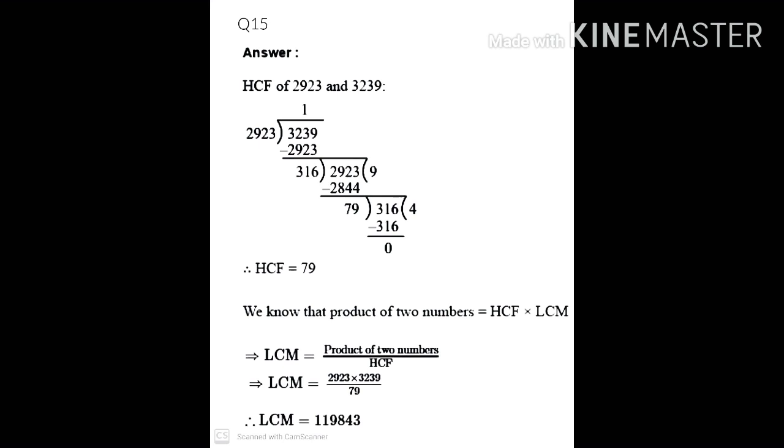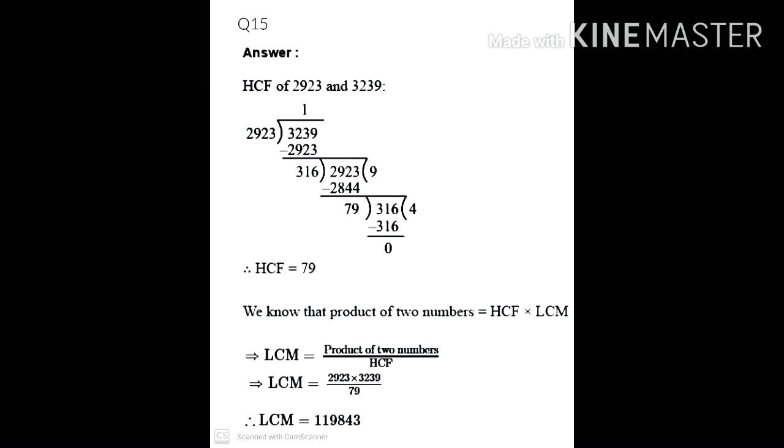The next question, question number 15. Again we have to find out the HCF and LCM of 2923 and 3239. So here they are the bigger numbers and we have used the division method. So 3239 is being divided by 2923. Remainder is 316, which becomes the divisor, and 2923 becomes the dividend.